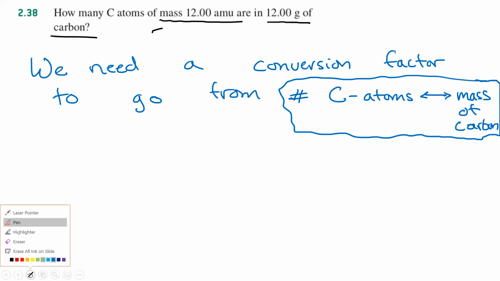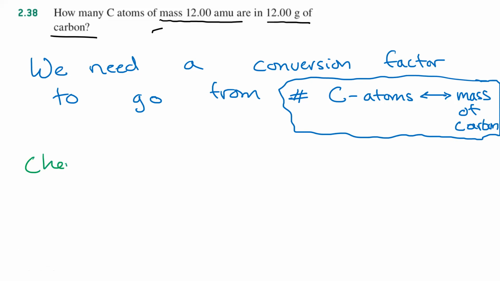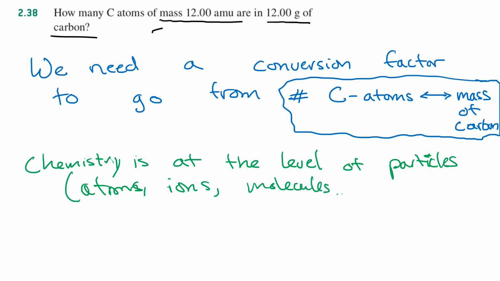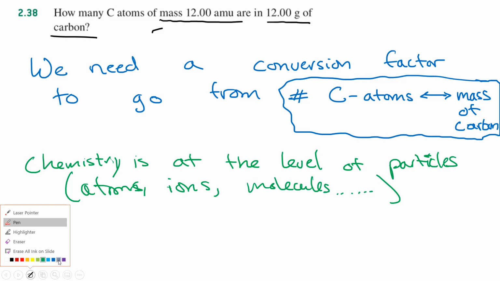Because ultimately, when it comes to chemistry, chemistry, of course, is at the level of particles. And when I say particles, I mean atoms, ions, molecules, etc. But the reason we use mass is because counting atoms individually is honestly pretty much impossible to do, especially in a timely fashion.